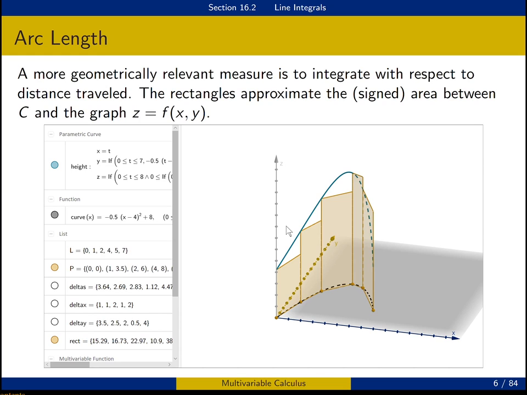The heights of these rectangles are just the value of the function, which we're used to computing when we compute an integral. But how do we compute the bases of these rectangles? Well, we can compute them by taking the change in x of each rectangle and the change in y of each rectangle and using the Pythagorean theorem. We'll have to do a little bit of algebra to turn this into something that we can actually integrate.